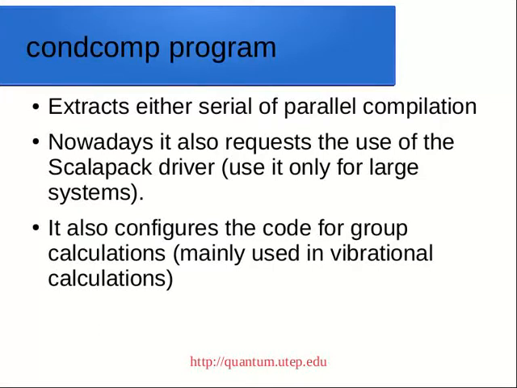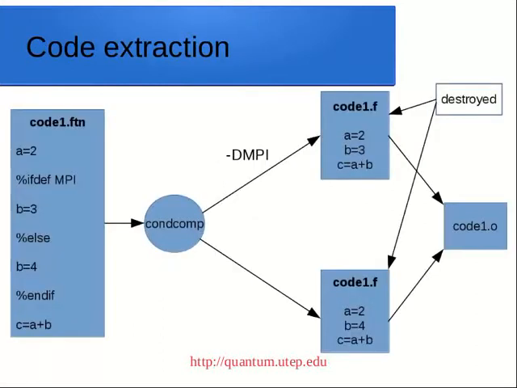Now, the comp program, as I said, extracts either the serial or parallel compilation for executions of either serial or parallel NRLMOL. Nowadays, we also use it for other special runs, which is using the Scalapack driver for parallel diagonalizations. This is done only for large systems under certain conditions, and it also configures the code for calculations that we call groups. This is mainly done in bidirectional calculations.